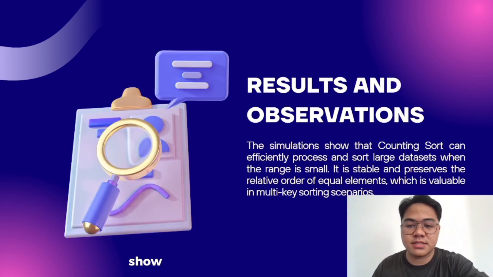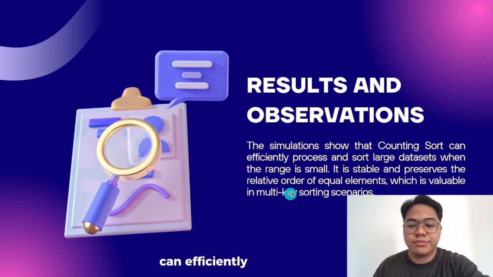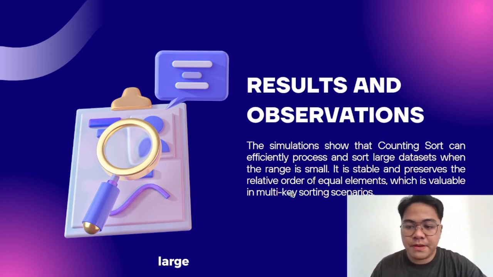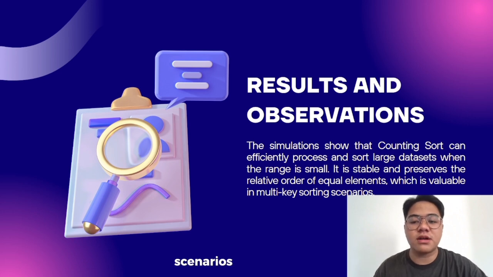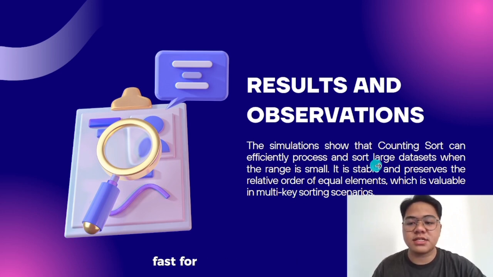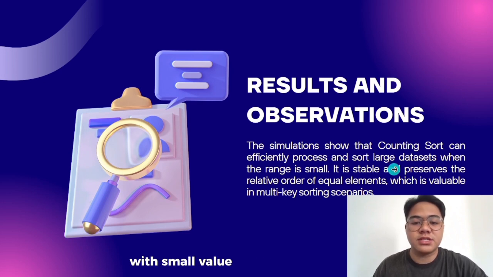The next is the results and observations. The simulation showed that counting sort can efficiently process and sort large data sets when the range is small. It is stable and preserves the relative order of equal elements, which is valuable in multi-key sorting scenarios. To sum up the results and observations: fast for large lists with small value ranges.